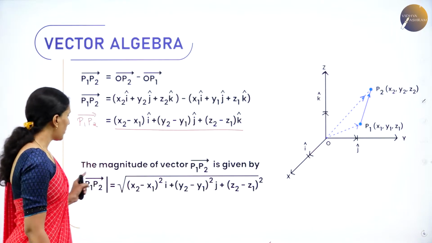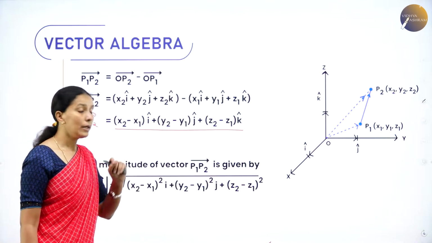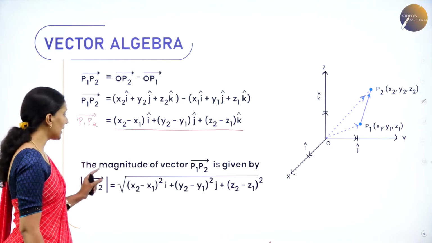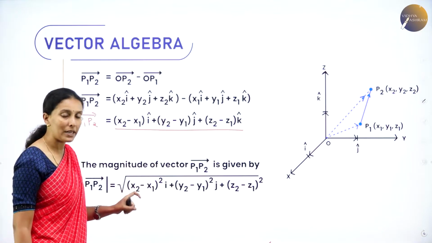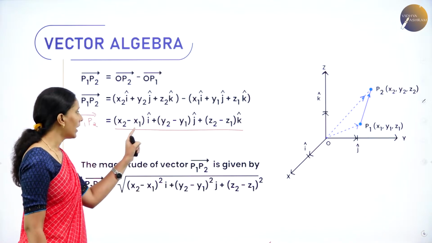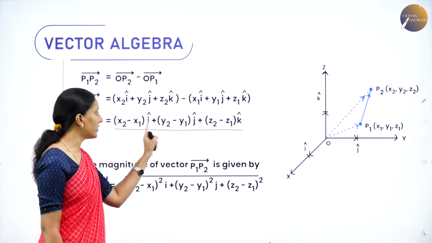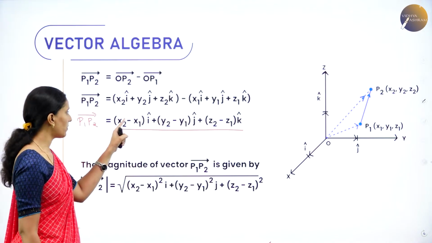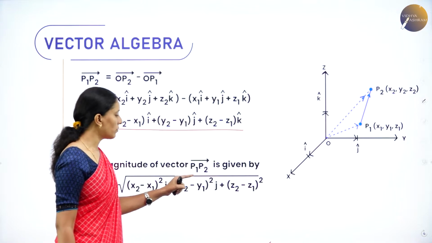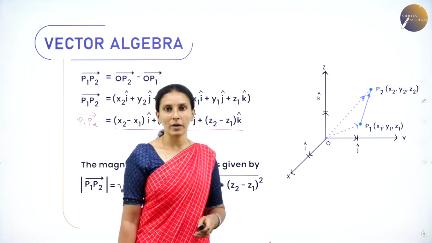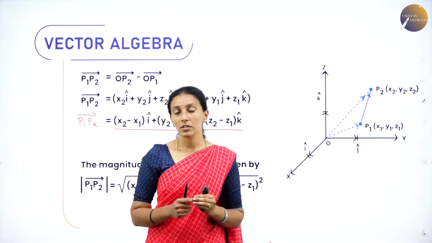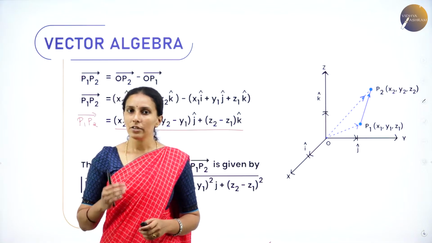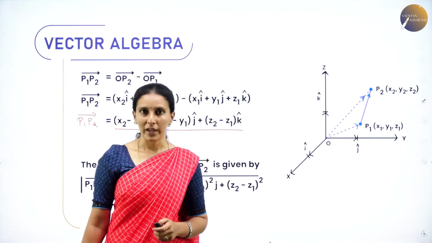And what about the magnitude of vector P1P2 here? You can clearly see magnitude is nothing but the square root of the sum of the squares of the components, that is, (x2 minus x1) whole square, (y2 minus y1) whole square plus (z2 minus z1) whole square. So this is how you will calculate the length or magnitude of the vector.